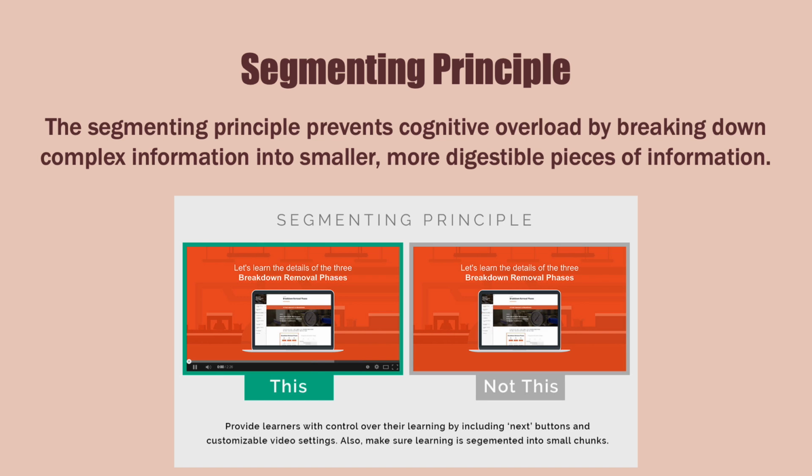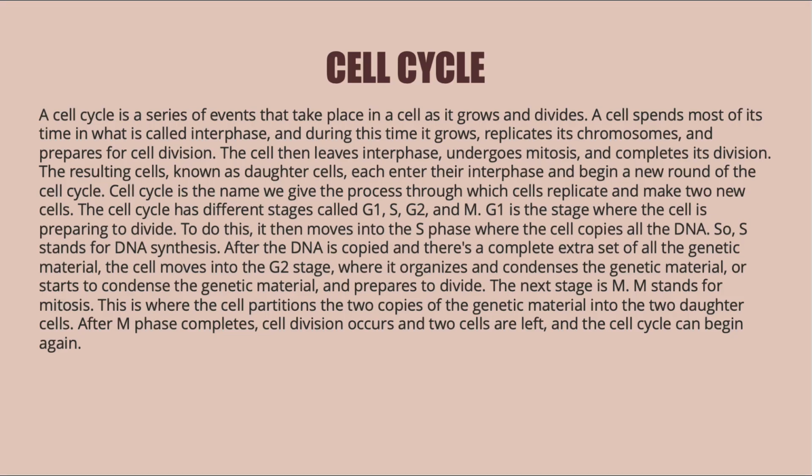The first principle we'll explore is the segmenting principle, which targets essential processing in learners. Essential processing refers to the cognitive effort required for learners to understand the core material. The segmenting principle suggests breaking complex information into smaller, more digestible pieces of information and should be user-paced. According to CTML, this works because it prevents cognitive overload and allows learners to fully process one idea before moving on to the next.